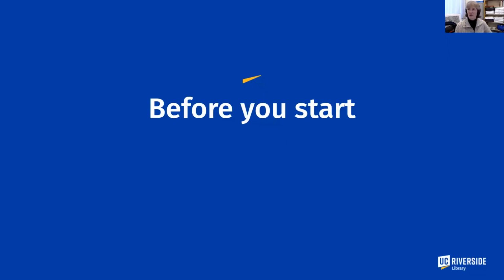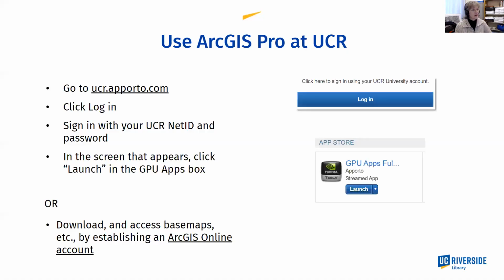Okay, so let's talk about before you start. Well, at UCR, a good way to use ArcGIS Pro, and one I've grown to like, and that's what we'll be looking at today, is using a Porto, which is a virtual machine. So it doesn't matter how unpowerful your laptop is or how old it is or whatever. If you use a virtual machine, you can access all the functionality of Pro and not have to worry about processing time or anything like that so much.